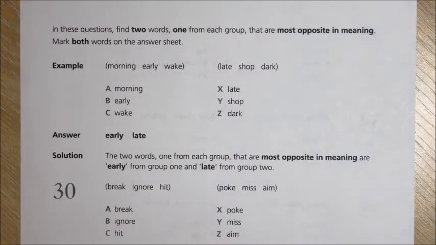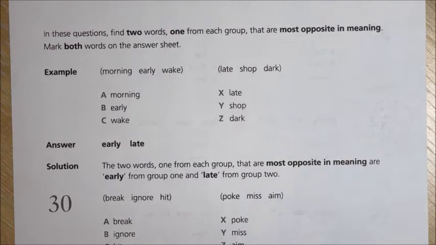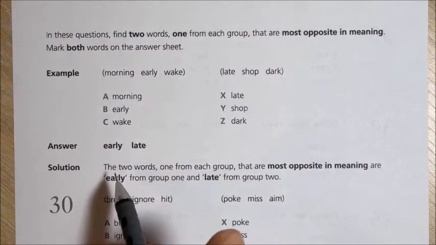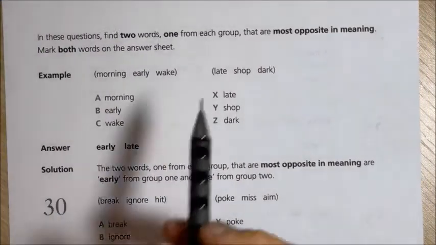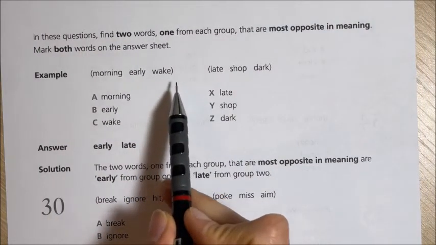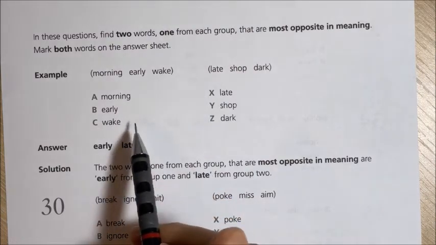This next question asks us to find 2 words, one from each of 2 groups, that are most opposite in meaning. What we get is 2 sets of 3 words, and we have to find which ones are most opposite. The first thing we can do is look at which words are related to each other.